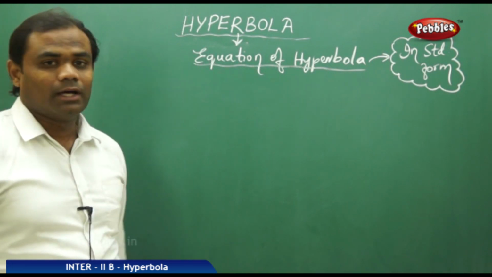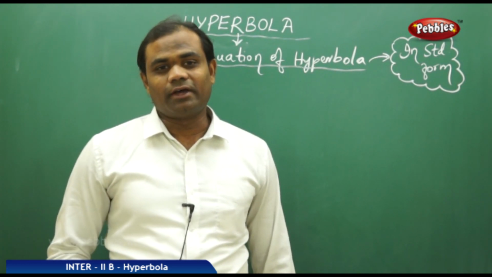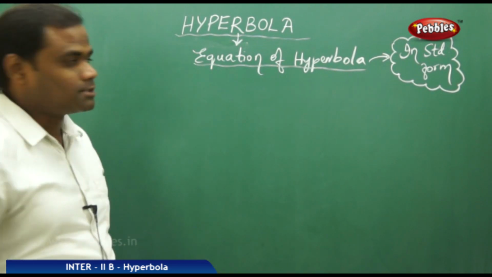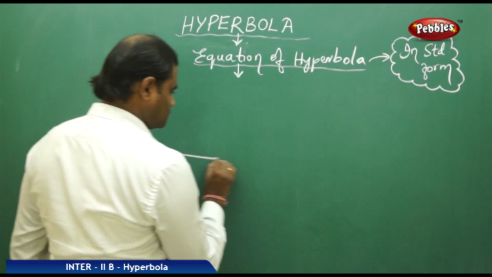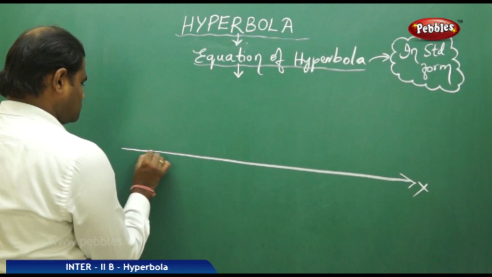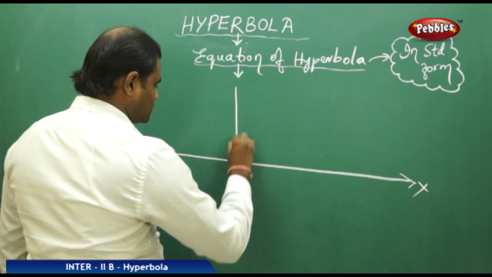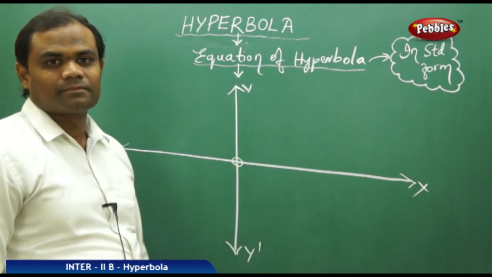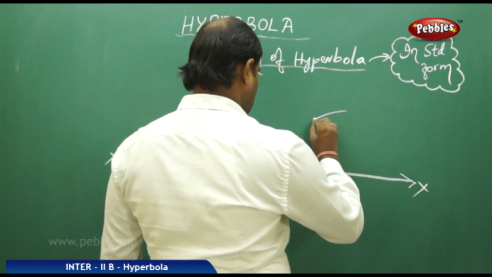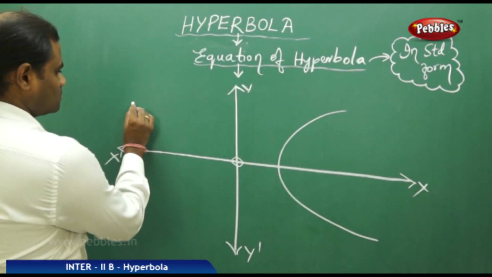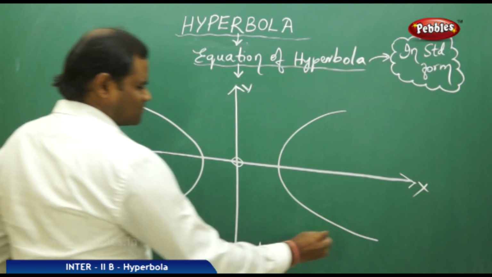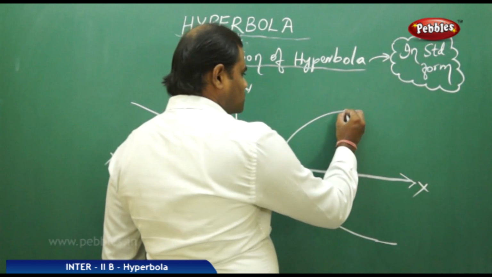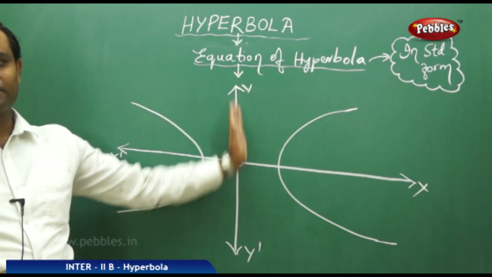Before we discuss the equation of the hyperbola in standard form, it is very important to understand and identify the shape of the hyperbola on the xy coordinate system. So let's see how a hyperbola looks on an xy coordinate system. Suppose I have my x-axis and my y-axis with the center as origin. Now a hyperbola looks something like this. It is like a biparabola, where I have two parabolas on either side which are symmetric about the y-axis. This is the mirror image of this with respect to the y-axis.